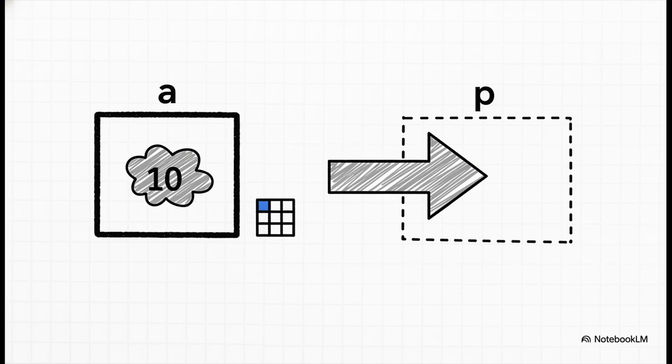Let's break this down. On the first line, we make a normal integer variable called a, and we put the number 10 in it. Think of a as a box with a 10 inside. Now on the next line, we create a pointer called p. But instead of putting a value into p's box, we use that ampersand symbol to get the address of a. So p now holds the memory location of a. It literally points right to that other box.